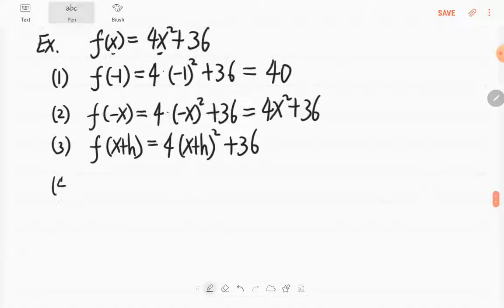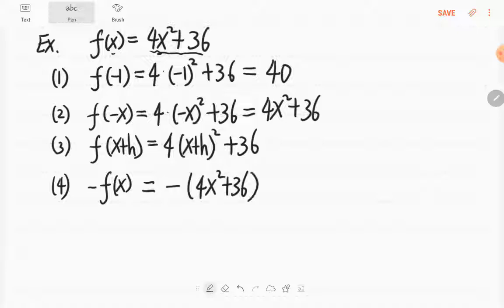And four, negative f of x. Negative means -1 times f of x. So what is f of x? F of x is 4x squared plus 36. So it's the negative of 4x squared plus 36, which is negative 4x squared minus 36. We use the distributive law to distribute the negative sign.